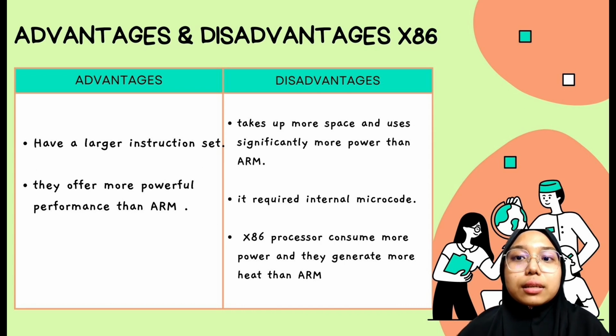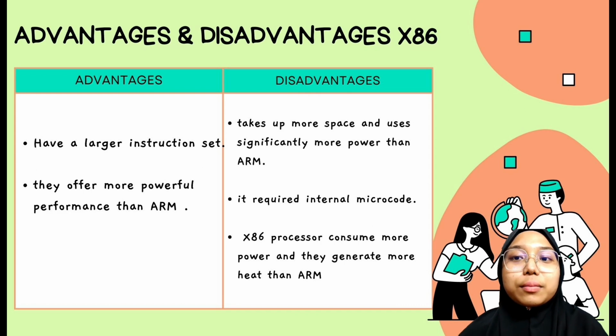There are advantages and some disadvantages of X86. For advantages, X86 has a larger instruction set. It uses complex instruction set computer CISC architecture, in which single instructions are capable of multiple low-level operations, multi-step operations, or addressing modes. It means with just a single instruction, it can transfer a large amount of data straight from one location in memory to another or finish a complex calculation.